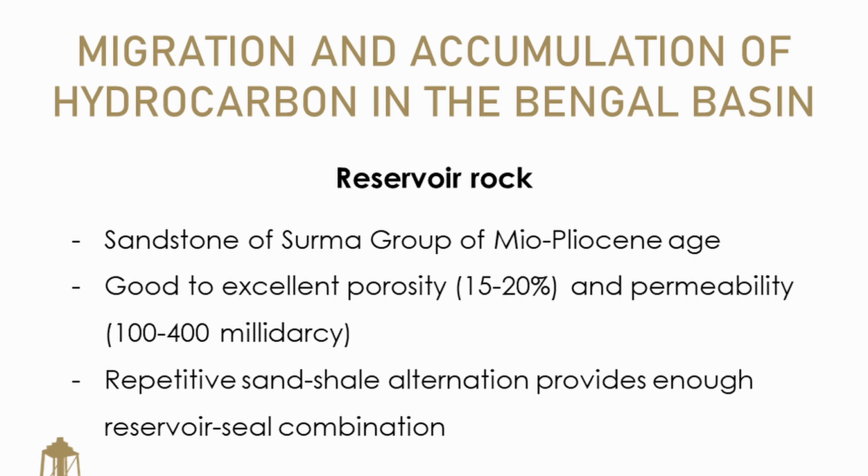Next, the reservoir rock, where accumulation of hydrocarbon happens. In the case of the Bengal Basin, sandstone of the Surma Group is the reservoir rock, which is of Mio-Pliocene age. It has good to excellent porosity, 15 to 20%, and also good to excellent permeability, which is 100 to 400 millidarcy. This reservoir rock has repetitive sand-shale alternation that provides a good reservoir-seal combination.